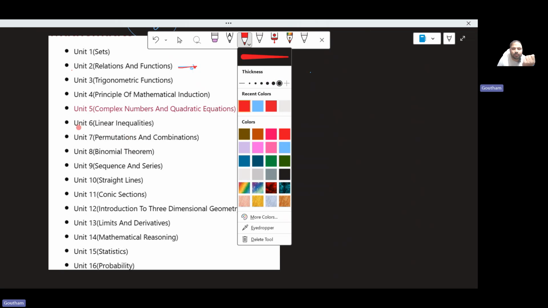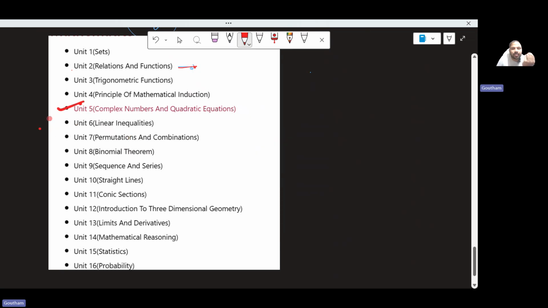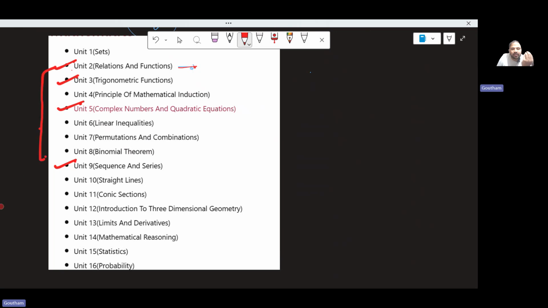Let me discuss what the core chapters are. Core chapters would be complex numbers, trigonometry, relation and function, and sequence and series. Gentlemen, these four chapters we will be covering in around 2.5 months, approximately, as discussed by the institute. Minimum it will be 2 classes per week.